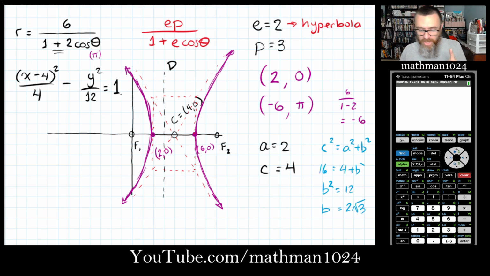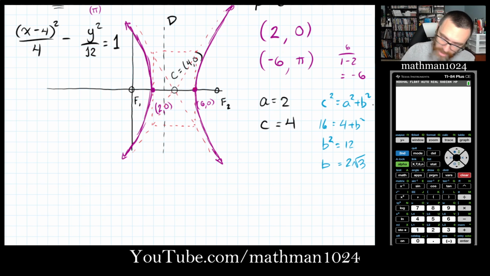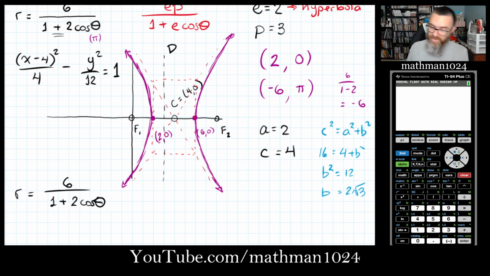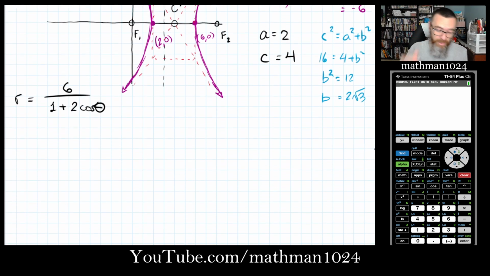Now, here's what we're going to do. We're going to actually take this polar graph and convert it into rectangular form, okay? So actually, let me just come back up here a second. That's r equals 6 over 1 plus 2 cosine theta. So we're going to make the conversion, do the same kind of converting tricks that we've done before.